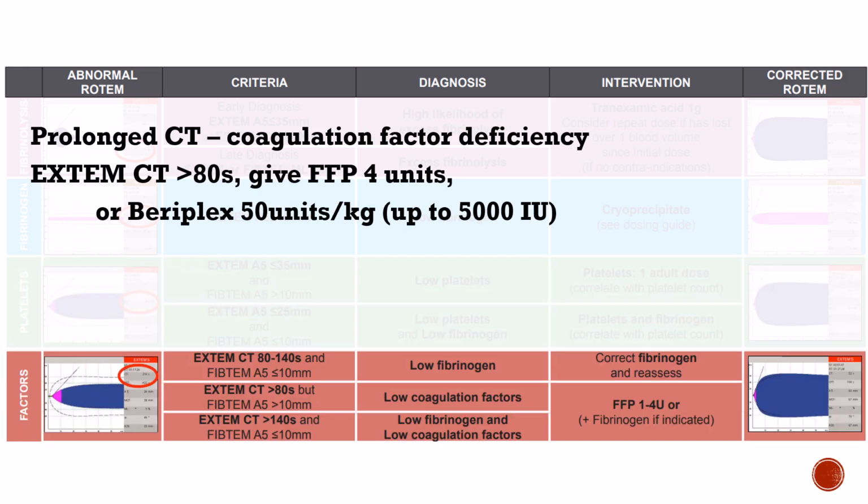Finally, if they have got a prolonged clotting time, but everything else is relatively normal, they've got a normal A5 showing appropriate strength, but the clotting time is an issue. They're going to be low on their clotting factors. So you need to give FFP, which replaces their clotting factors, or Beriplex. Again, to remind you, FFP 4 units is about standard, Beriplex 50 units per kilo, up to 5,000. Good.